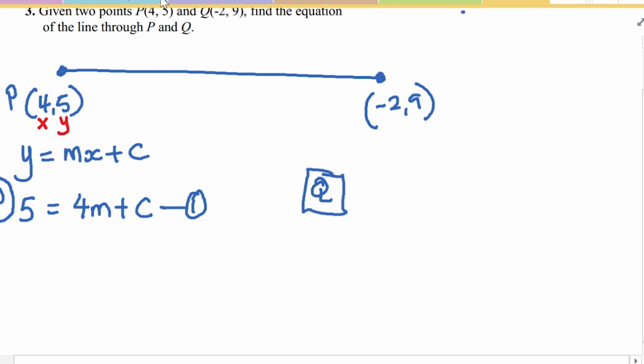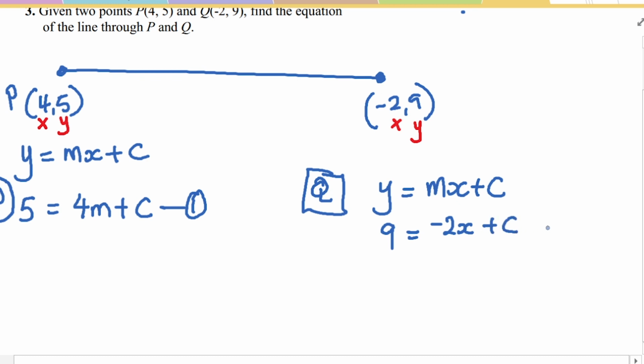For point Q, we have x, y. Our value of x is -2, our value of y is 9. So we know that y is equal to mx plus c. So our value of y here, 9, is equal to m times x, and the value of x is -2, so it's -2m plus c. That's our equation 2. Oh, actually this is -2m. My bad. So you realize that we have two equations.